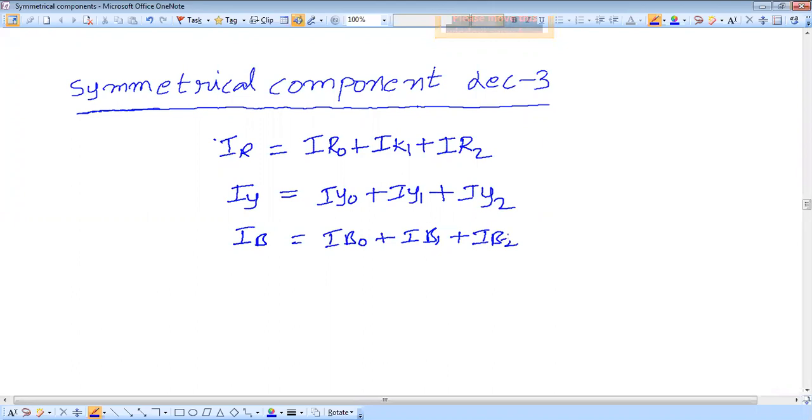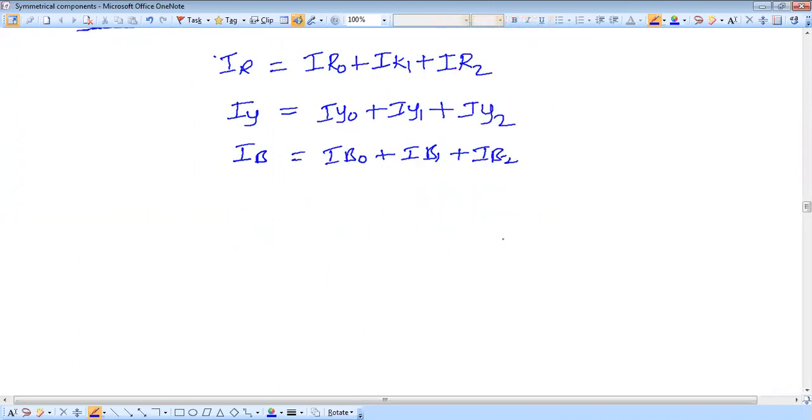Normally, to analyze these unbalanced quantities, that is IR, IY, IB, we require 9 sequence components: IR0, IR1, IR2, IY0, IY1, IY2, IB0, IB1, IB2. The determination of 9 components is time consuming. In order to reduce this time, I can use the operator K. By using this operator K, I can convert these 9 components into 3 components. Now, how are we converting the 9 components into 3 components?